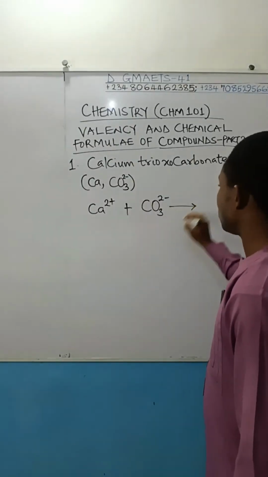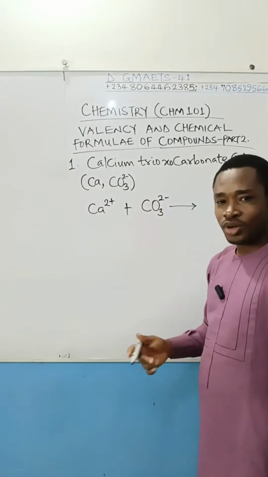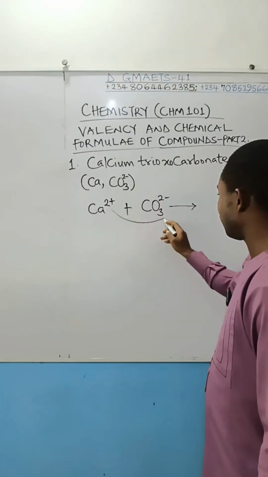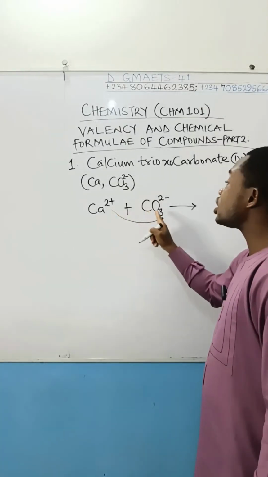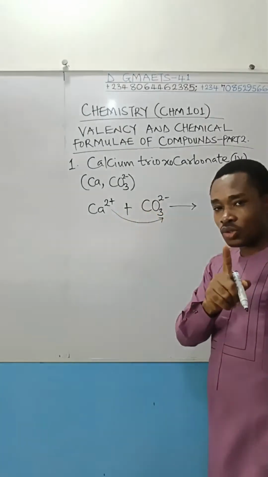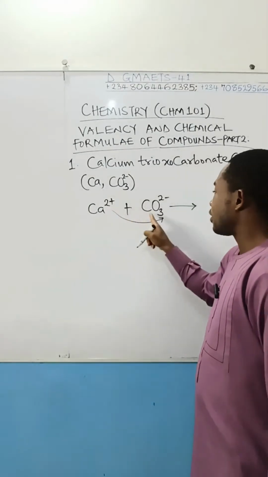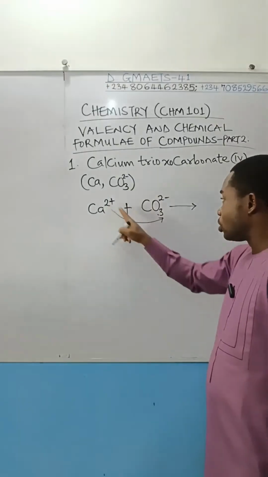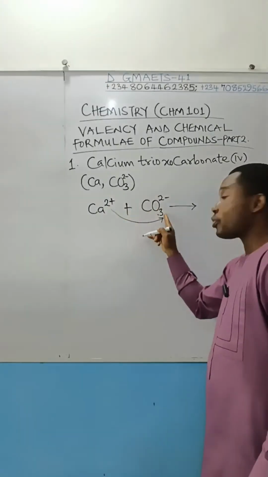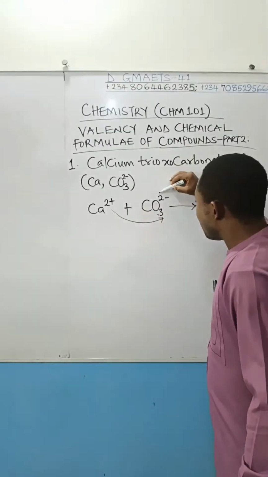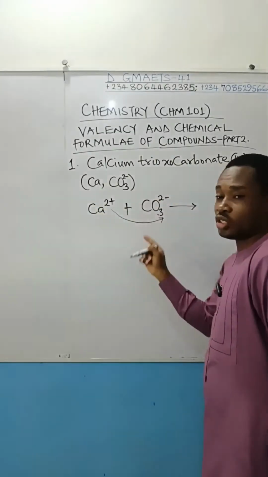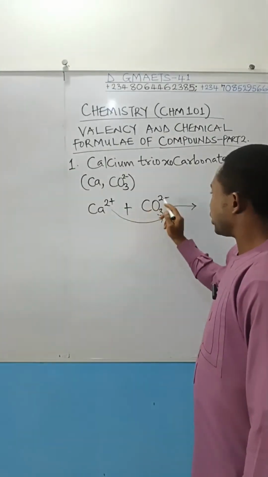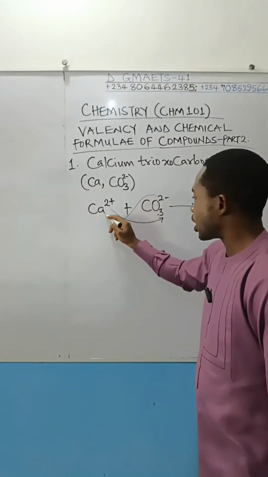Now, when these 2 species combine, you know what happened? They will interchange their valency. This calcium will give its 2 valency to CO3. Take note. This valency of calcium will be given to this radical altogether. So the 2 will belong to carbon and oxygen together with these 3. Take note. Remember that this valency is what they are interchanging. Then this CO3 will give its valency to calcium.